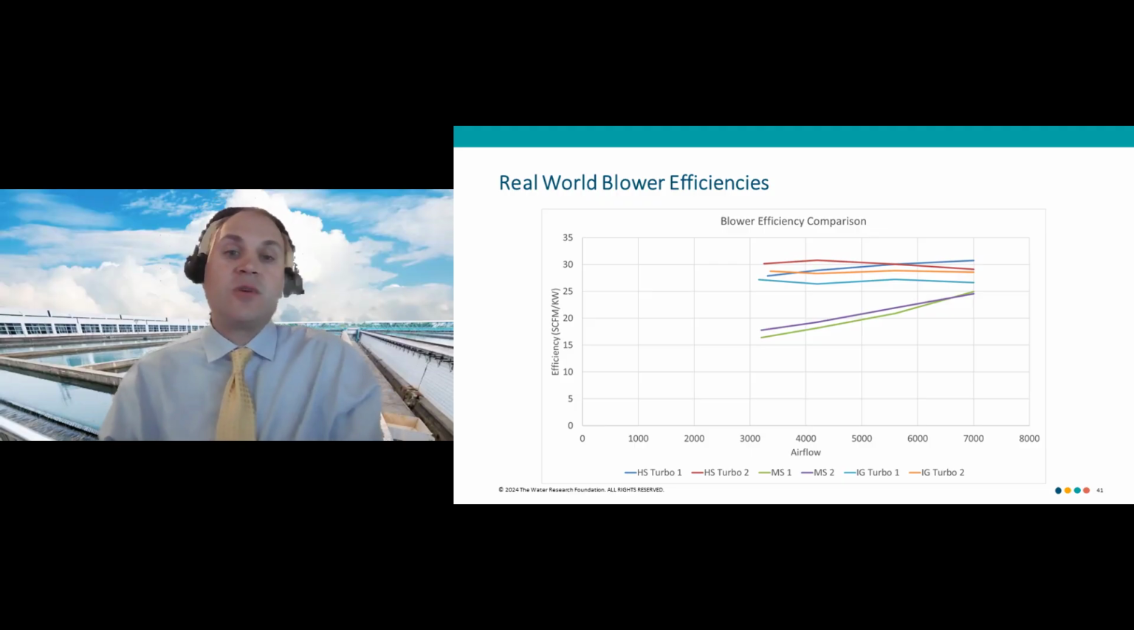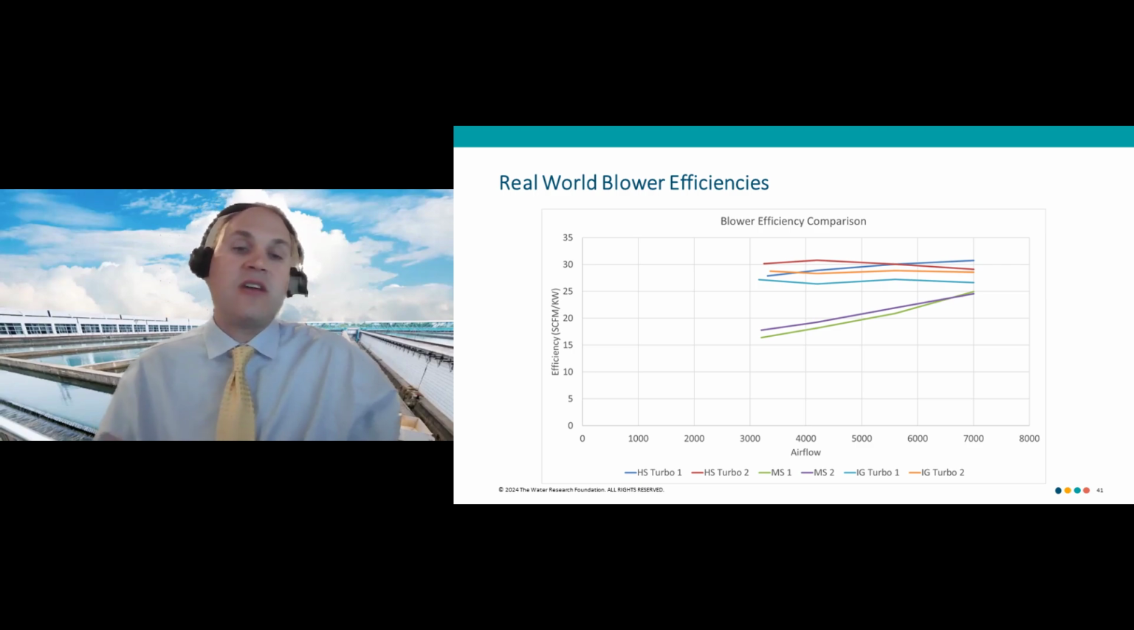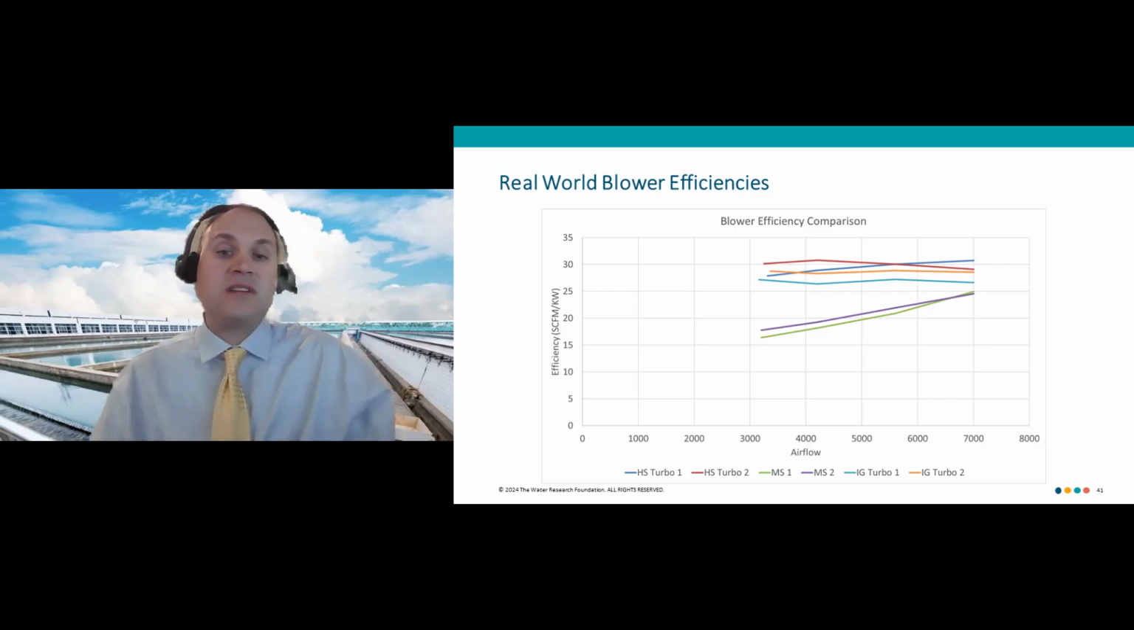This chart shows some real-world blower efficiencies. This is for 300 horsepower types of units. And as you can see, the high-speed turbo blowers are generally the most efficient, giving the greatest airflow per kilowatt supplied. Dropping down to the internally geared turbos, slightly less efficient. And then finally, the multi-stage centrifugals are least efficient. A big thing to be aware of with multi-stage centrifugals, as opposed to the other blower technologies, is that they really drop in efficiency as you decrease the airflow, which again, with low DO operation can be particularly critical.